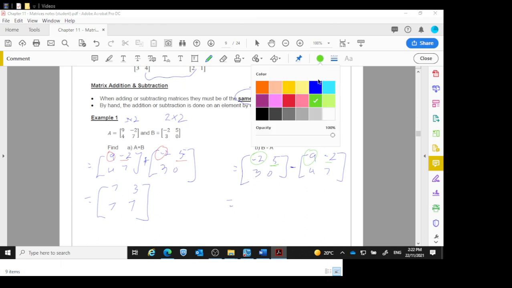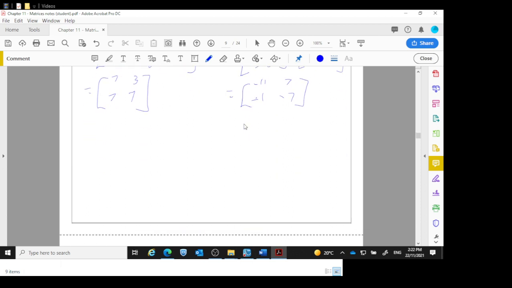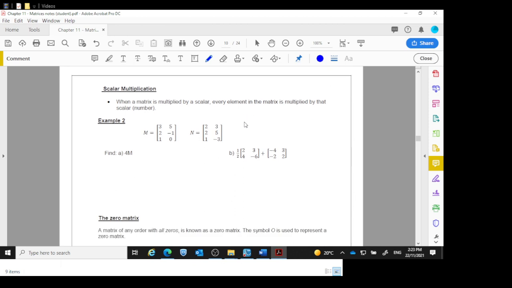So we have to be careful when we've got the negatives. So the first one, negative 2 minus 9, is going to give me negative 11. 5 minus negative 2 is actually going to be 5 plus 2, so it's going to give me 7. The 3 minus the 4, 3 minus 4, negative 1, and 0 minus 7 is negative 7. You can do that on your calculator, but it's not really necessary to do.